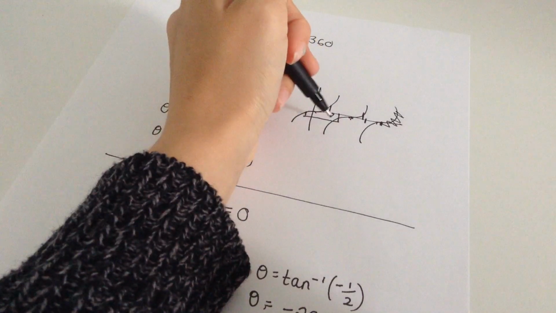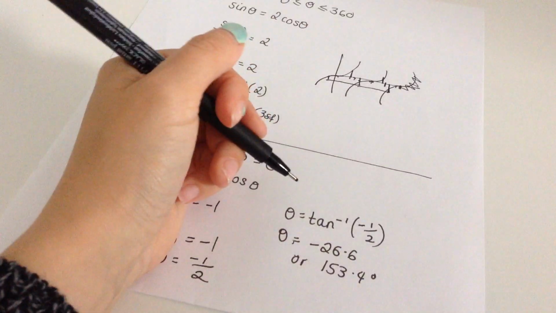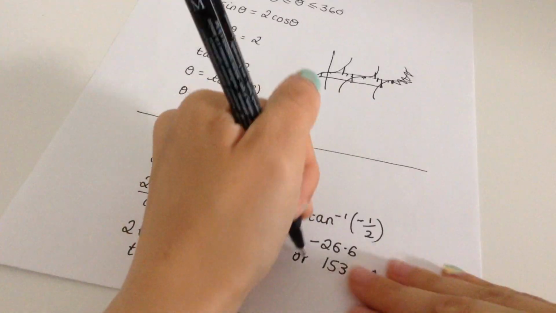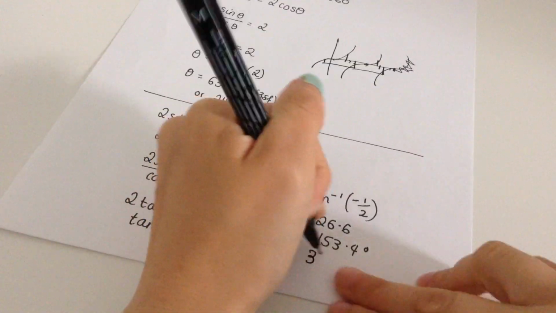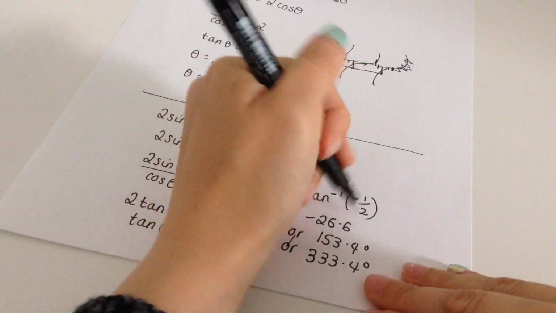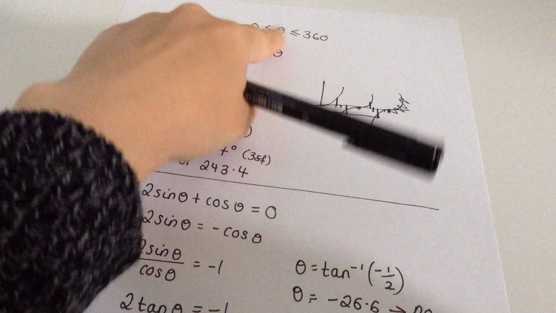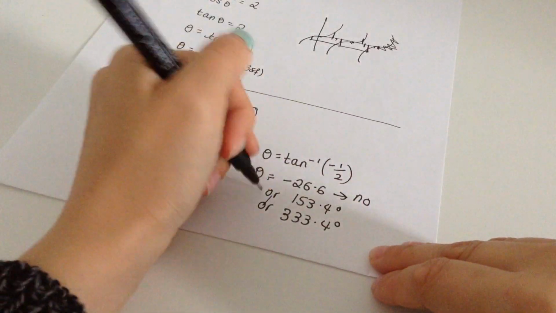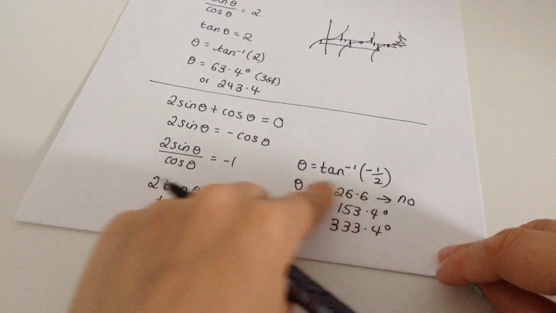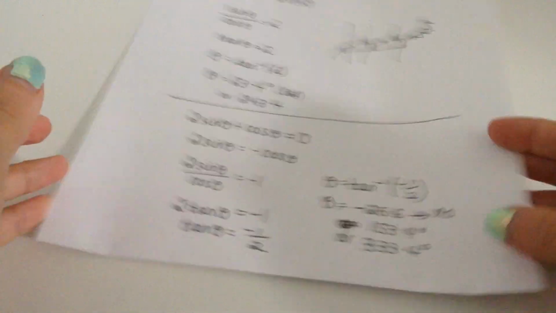And will there be any others? Yeah, here, if I do 360 take away 26.6. In fact, I should actually not include that one because it's not in the range. So I'll just write no. I'm not going to cross it out or anything because it's part of my working out. Okay.